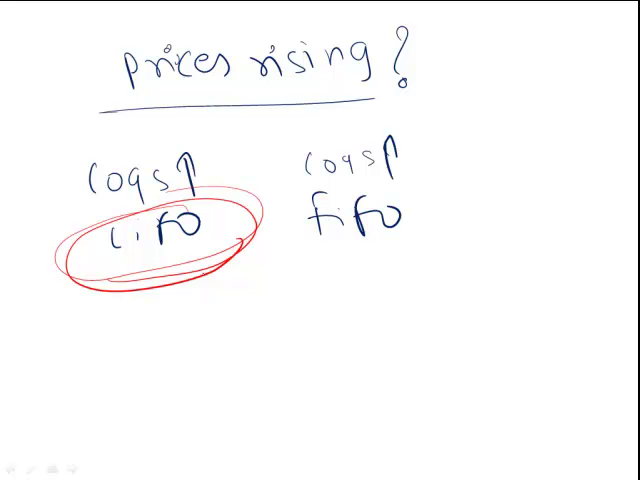In case of rising prices, in which scenario are your profits going to be higher? Profits would be higher in FIFO because your COGS is lesser. In which scenario would your inventory turnover ratio be higher? In which scenario is your inventory turnover ratio going to be higher?